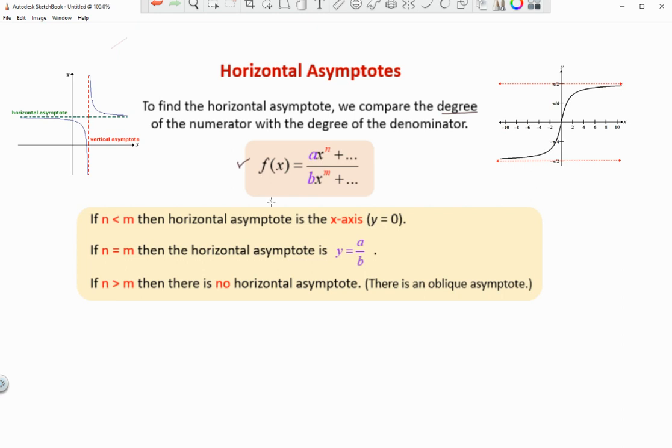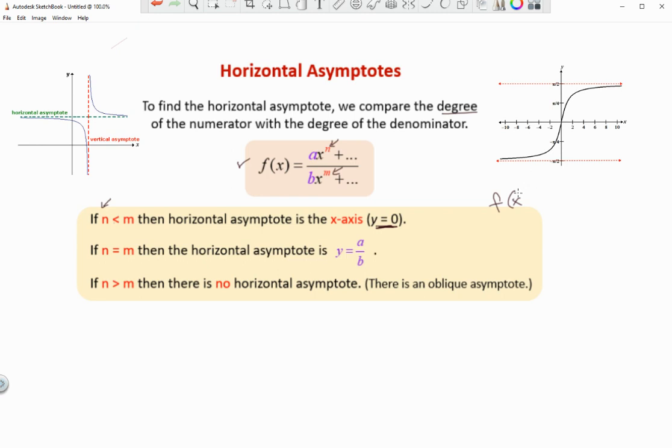Let's look at this example. The degree of the numerator is n, and the degree of your denominator is m. So we're going to compare the highest exponents of your numerator and your denominator. Now that you have compared them, we have three cases. If n is the numerator degree and m is the denominator degree, and the numerator degree is less than the denominator degree, then your horizontal asymptote is just plain y equals 0.